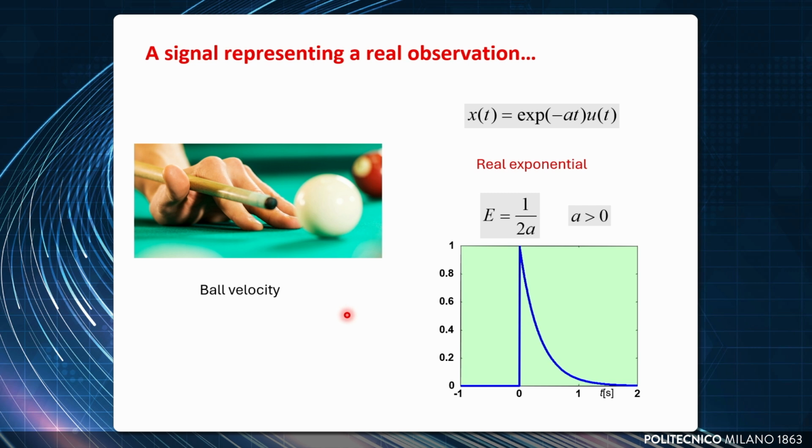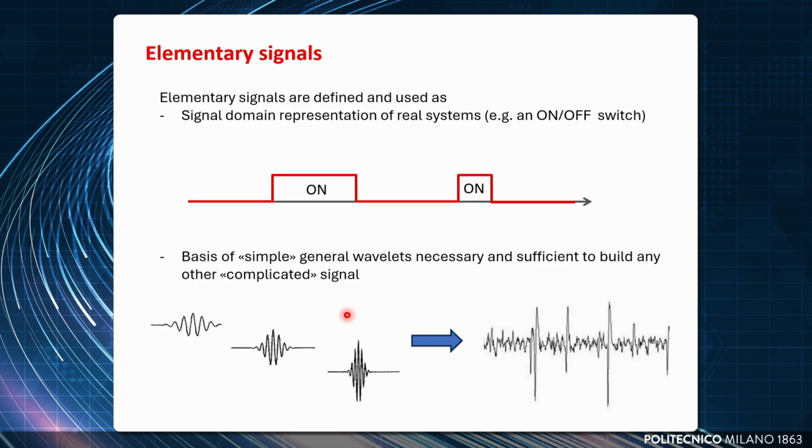So in general, the elementary signals are used in two ways. One way is to represent some kind of device or some kind of observation. The other way is to use elementary signals to compose complicated signals. So you have the possibility to mix elementary signals so that you can obtain complicated signals.